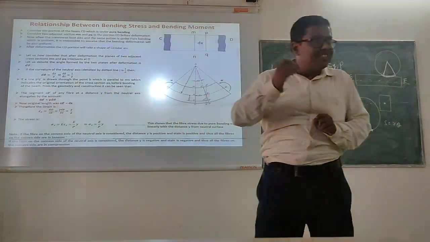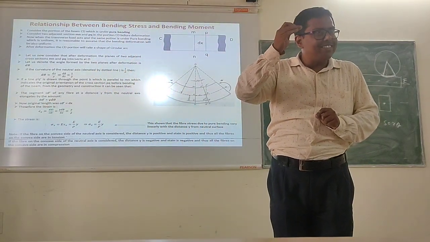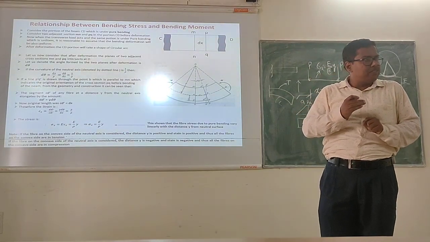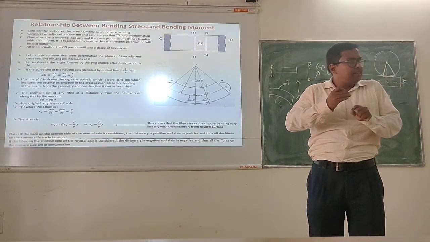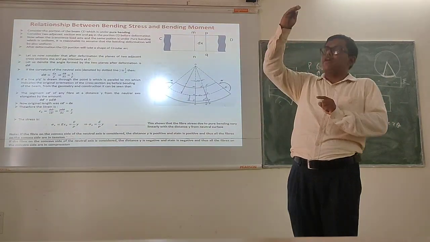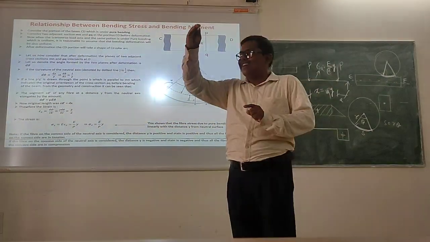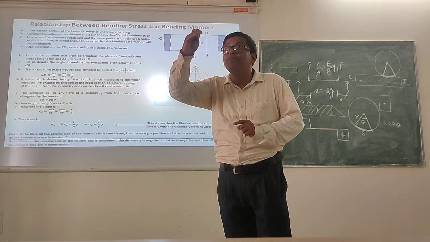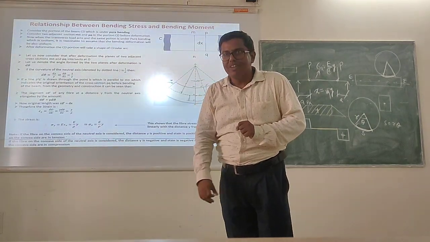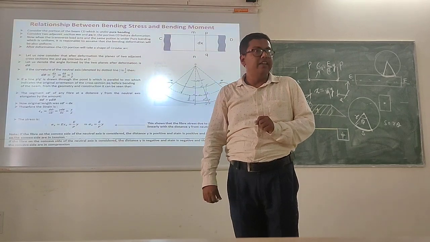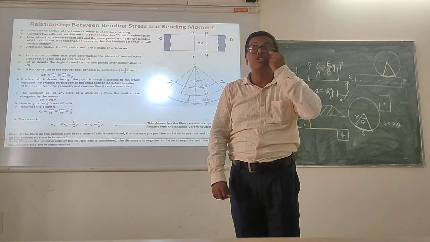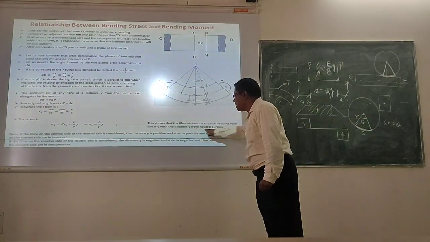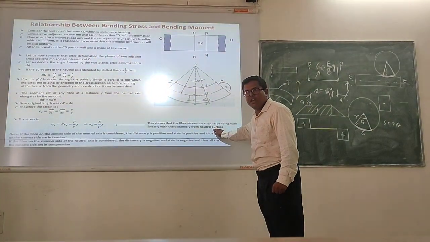So the stress variation from the neutral axis to the extreme bottom fiber, as well as the stress variation from the neutral axis to the extreme top fiber, will be linear. And what will happen at the neutral axis level? It will become equal to 0. Correct? In the next slide we will see how the stress variation looks. So have you understood the stress variation, why it is becoming linear?